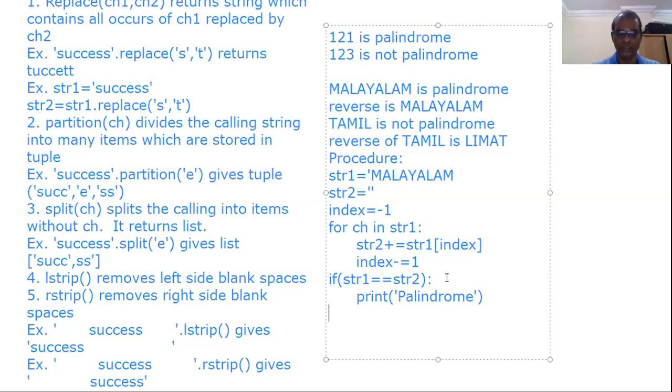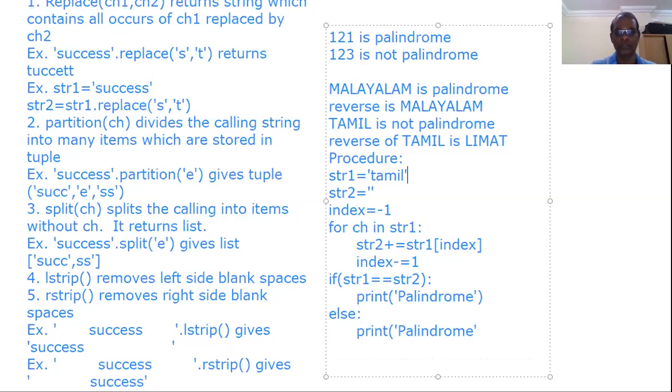If the condition is false, it is not a palindrome. That's all very simple. Now what will happen if I give Tamil here? First, ch is assigned with T. str1 of -1, that is L. L will be assigned to str2. So str1 contains Tamil, str2 contains L.